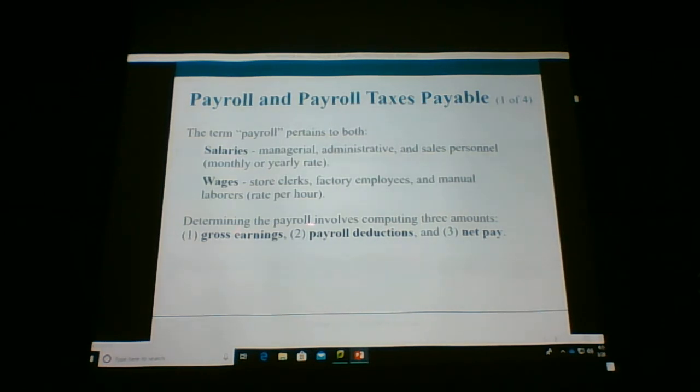So, it says here that determining payroll involves computing 3 amounts. That's absolutely the truth. Gross earnings, payroll deductions, and net pay. Okay, well now that's true. That will help us determine payroll, but that doesn't tell the full story. That does not give us an indication of what our total payables are, what our total liabilities or obligations are. But that's a good first step, okay?